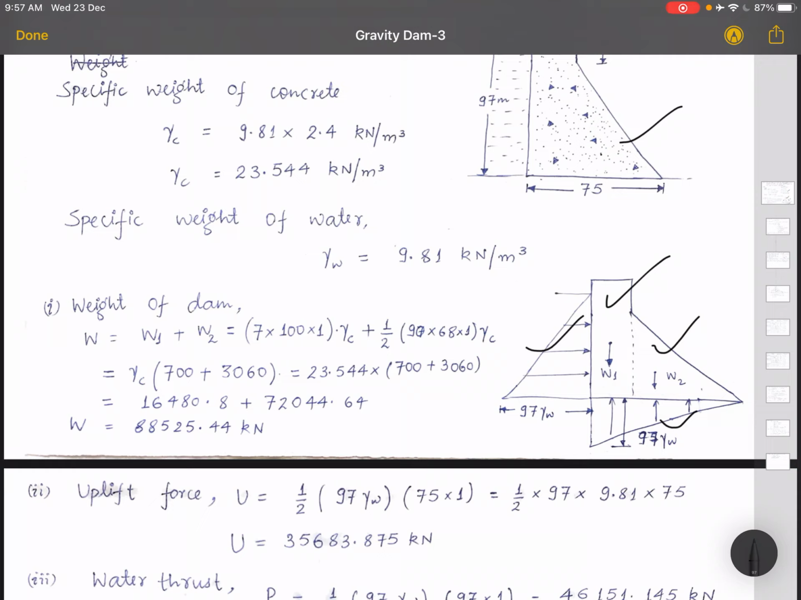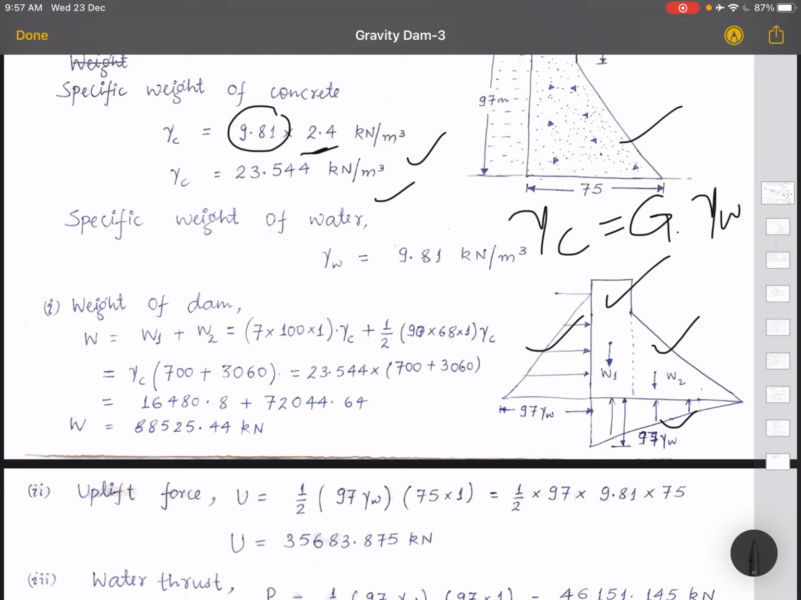First is the weight of the dam. The specific gravity of concrete will come into the picture. Gamma W is 9.81, and gamma C is nothing but G times gamma W. So 2.4 was given as G and 9.81 is gamma W. We can calculate, and it is coming out to be 23.544 kilonewton per meter cube.